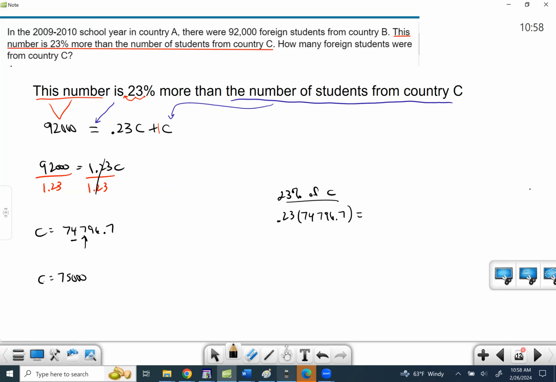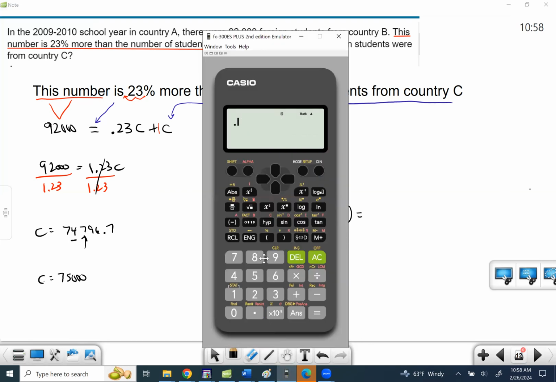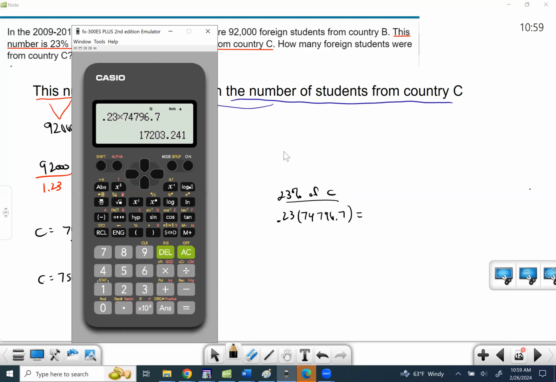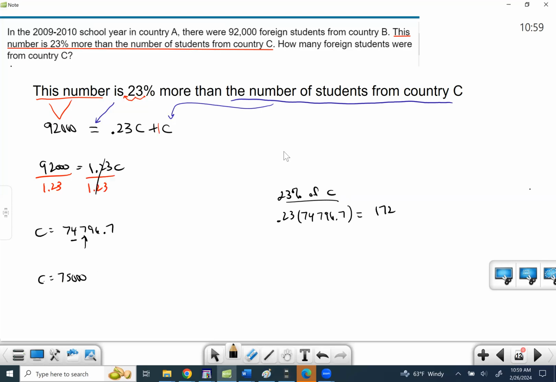Of means times. So if we do 23% times 74796.7, it's going to be a little off because I didn't keep all the decimal digits. We get roughly 17203.241. So that's 23% of C, but it's going to be 23% more than, right? The number of students from country C. So let's take the number of students from country C.